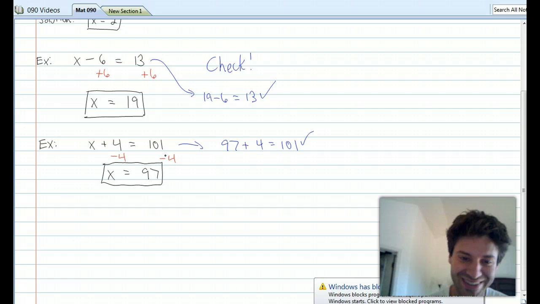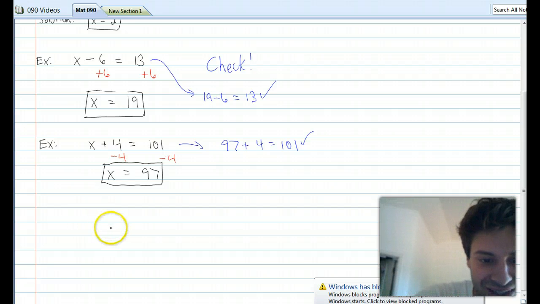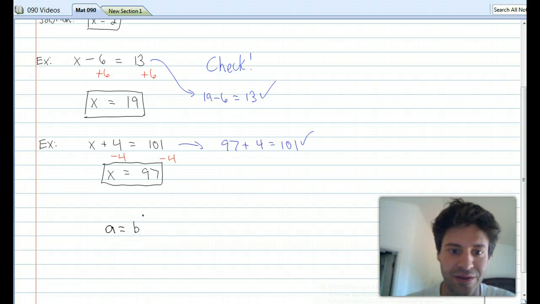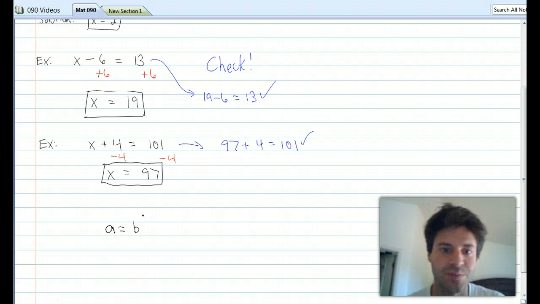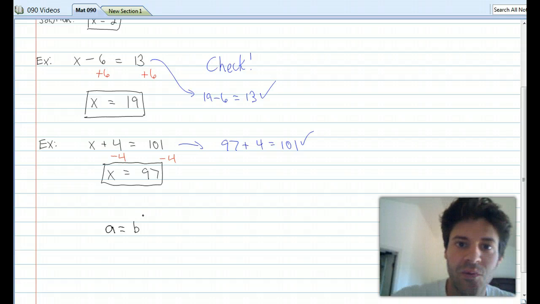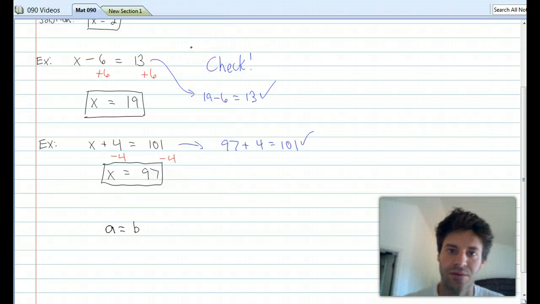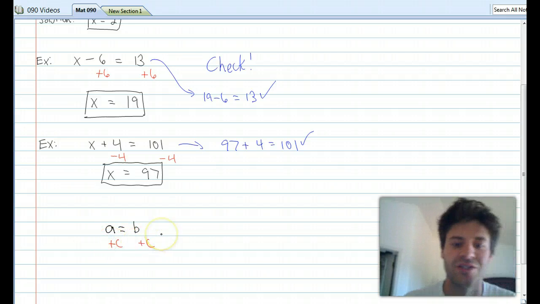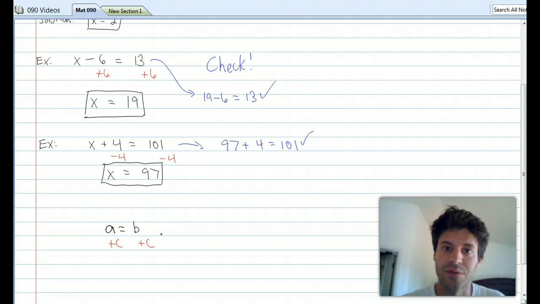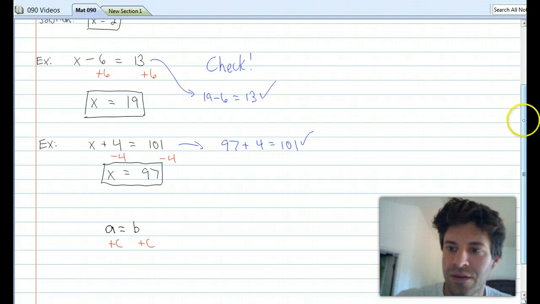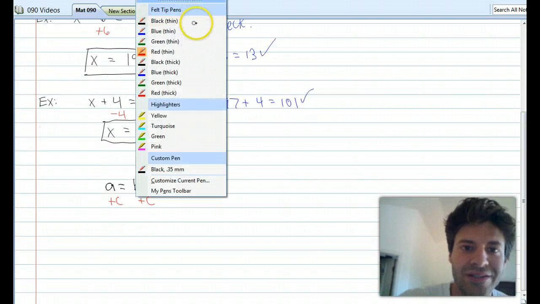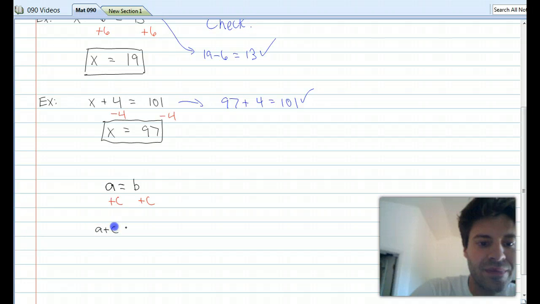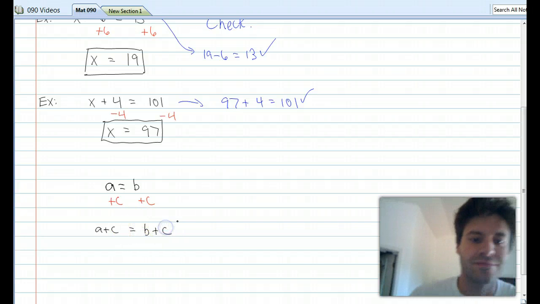So we decided to take the most general equation, let's say it's A equals B. The most basic equation you can possibly think of. We don't know what A is, we don't know what B is, but we know that they're equal to each other. And what we said we're allowed to do is add or subtract any number from both sides of that equation. So let's just say we're adding C to both sides of the equation. Again, we don't know what C is, but it's the same on both sides, so we're allowed to do it. What that gives us is the equation A plus C equals B plus C.